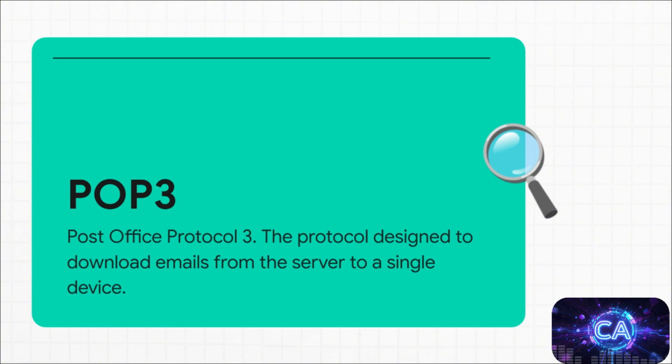So, how do you get your mail? Well, one way is with POP3, or Post Office Protocol 3. This is like having a classic post office box. You go to the server, you download all your new mail onto your one computer, and poof, the mail is usually gone from the server. Back in the day, this was great for saving server space and reading emails when you were offline.